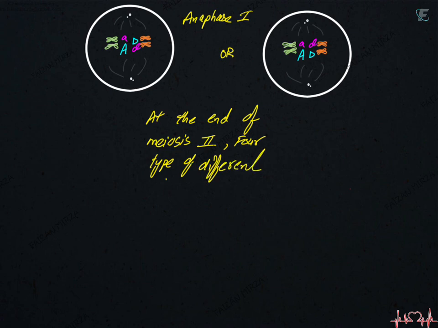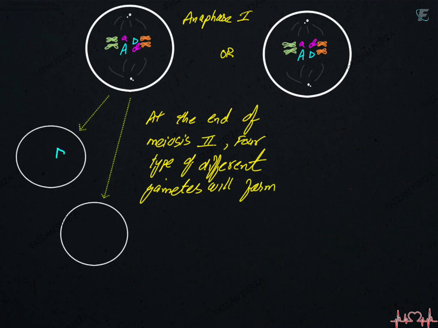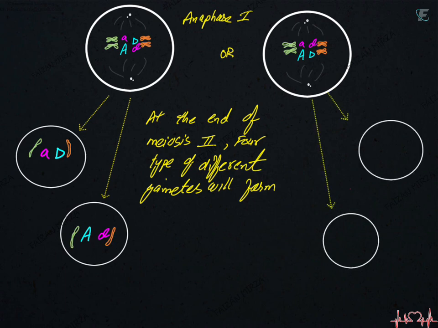By the end of meiosis II, four different types of gametes will form. These four gametes will have small a and small d together, or capital A and small d together, or small a and capital D together, and capital A and capital D together. It all depends on where the split occurred. When the split occurs, the chromatids come together here or in this way or in this way. So four different types of gametes can form.